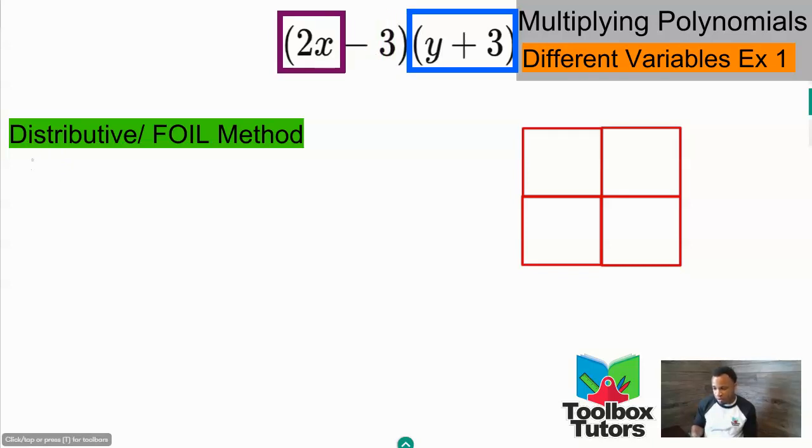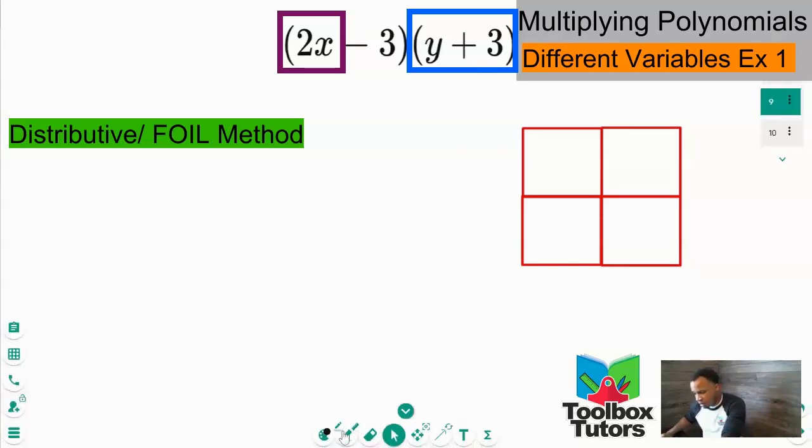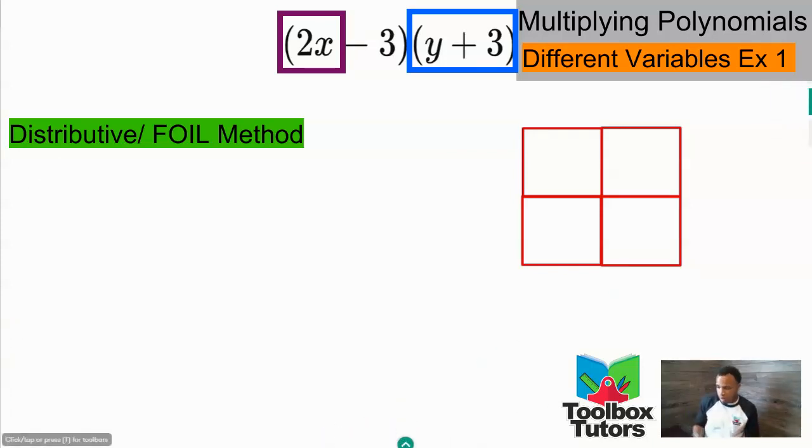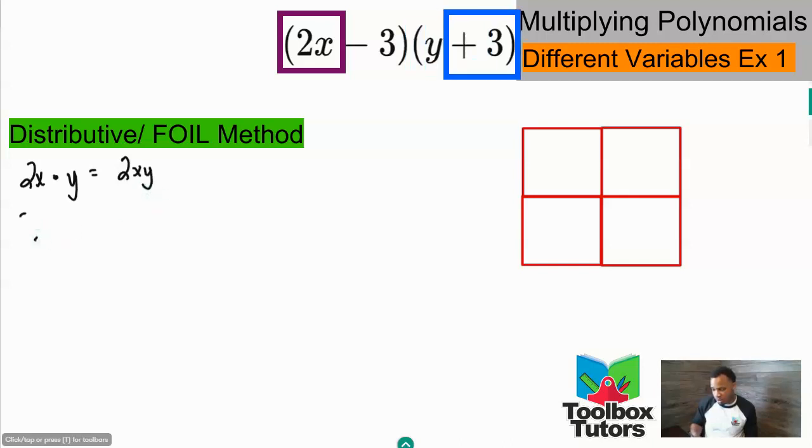So we have 2x times y. So 2x times y gives us 2xy. Next, we have 2x times 3. 2 times 3 gives us 6, and then we bring over our x. So 2x times 3 gives us 6x.